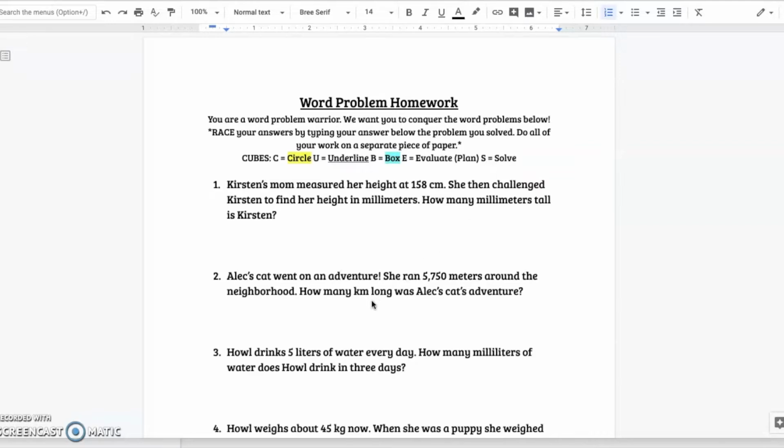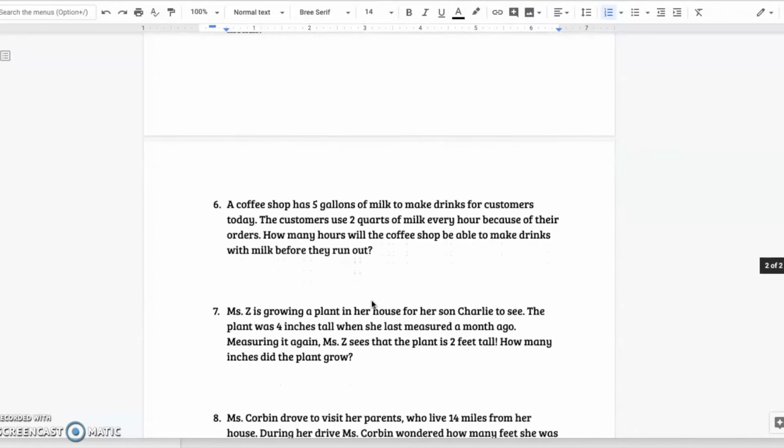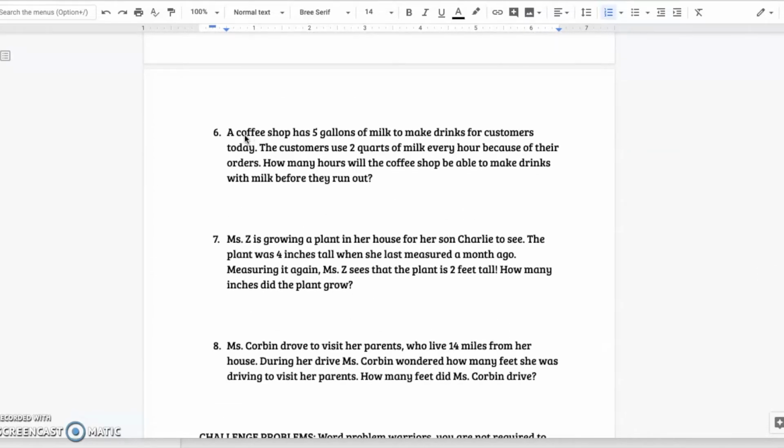So we're going to do an example using number 6. Let's read it because our notes said read the problem first. A coffee shop has 5 gallons of milk to make drinks for customers today. The customers use 2 quarts of milk every hour because of their orders. How many hours will the coffee shop be able to make drinks with milk before they run out? Okay, so they have a set amount of milk and they want to make sure that they don't run out. Notice I did not annotate, I just read it. I want to get an idea of what the problem is about. Now I know what the problem is about, so I can start solving it.